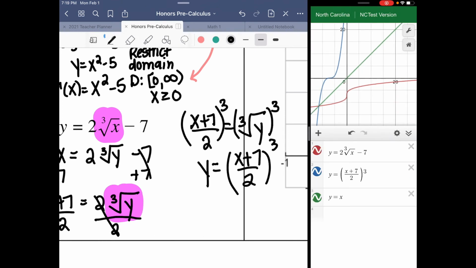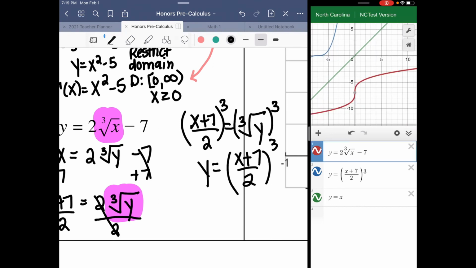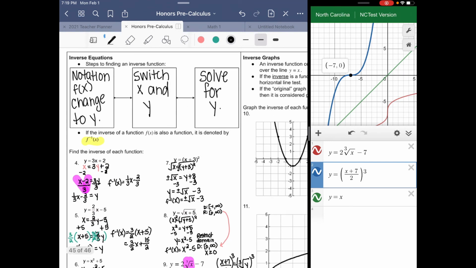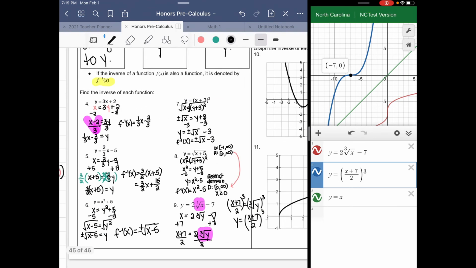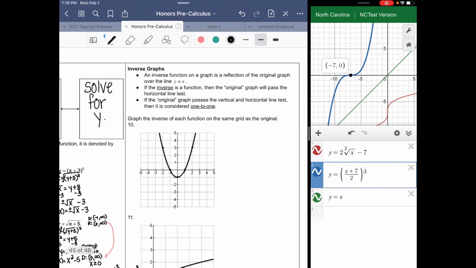Now again, all I have to do is graph that line and see if it holds that reflection as a true statement. I can pick 2 points and verify that they are correct. So this one is at 0, negative 7. The inverse is also at negative 7, 0. All right, so change the notation. If you have f of x to y, switch your x and y and solve.